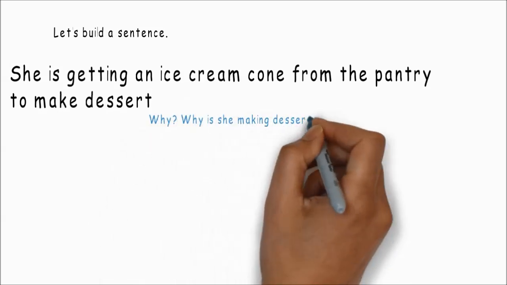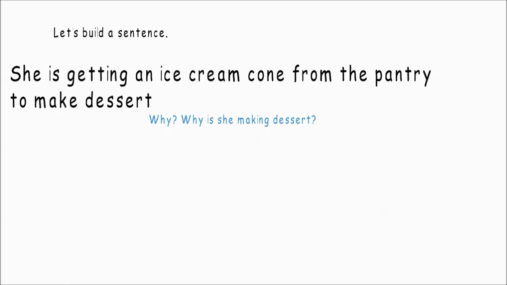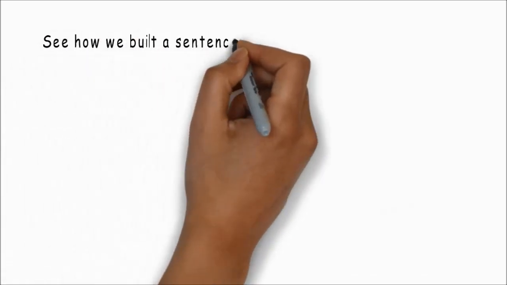Why? Why is she making dessert? She's making dessert for her son. Oh, that's awesome. See how we built a sentence.